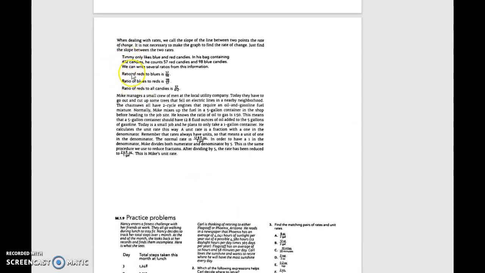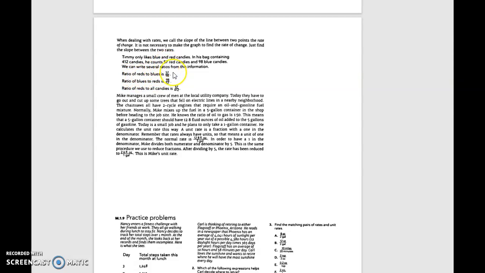In this short example here about Timmy, he's got some blue and red candies. His bag contains a total of 412 candies. He counts 57 red and 98 blue. So we don't know what the rest of them are, but we just assume there's 57 red, 98 blue. And we have to pay close attention to the way the ratio wants us to write it. In the first example, we have the ratio of red to blue.